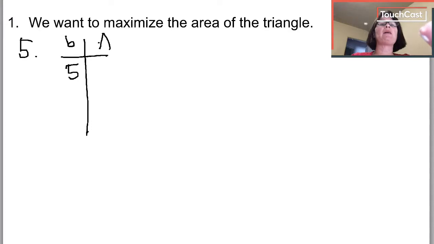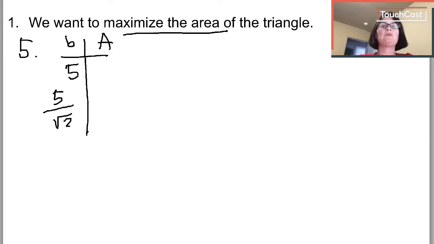I want to know what my area is because I want to pick the maximum area. And I got this square root of 25 over 2. I could simplify that. Do I want to simplify that? Take the square root of a fraction: take the square root of the numerator and the square root of the denominator. That makes 5 over the square root of 2.